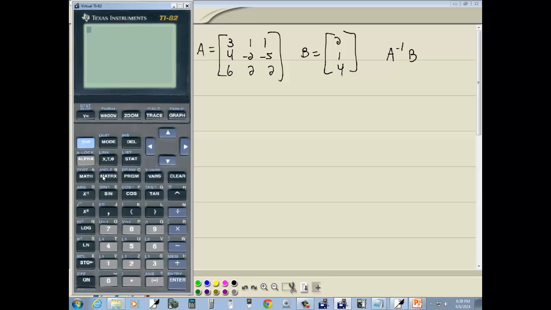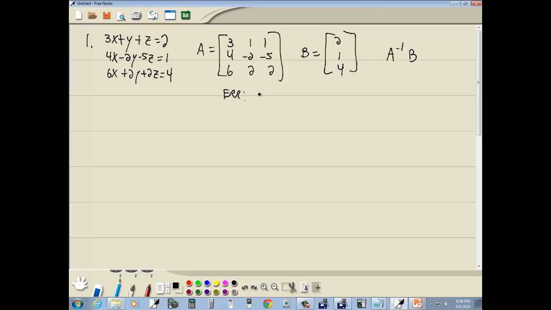Now to do this, I'm going to do matrix, enter on A under names, choose my inverse button, that's x to negative 1, times, now choose matrix, down arrow to B, enter, and enter again. Okay, we get error singular matrix. Now, first let me do the second one, and then we'll compare the results, and we'll talk more about it.